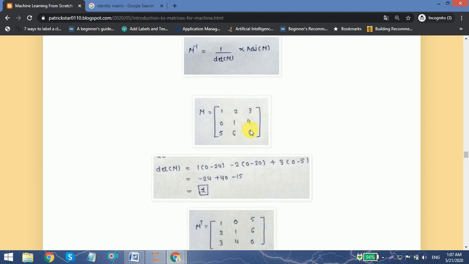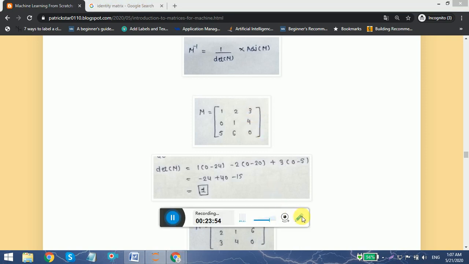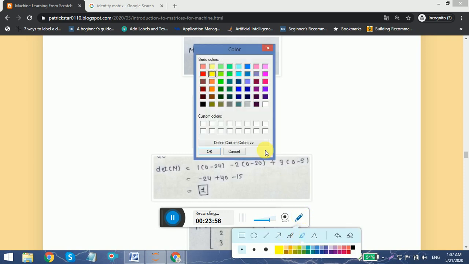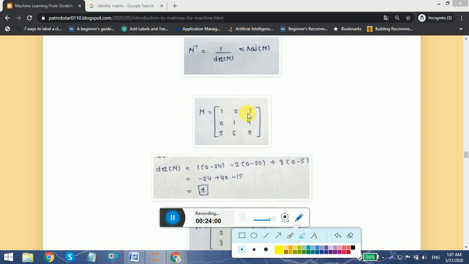Okay, just let me grab a pen quickly so we can understand it better. Okay, here we are. So for this matrix we are not going to include this row and this column. So the leftover elements are 0, 1 and 5, 6. So we can easily multiply it: 0 times 6 is 0 and minus 5 times 1 is minus 5.